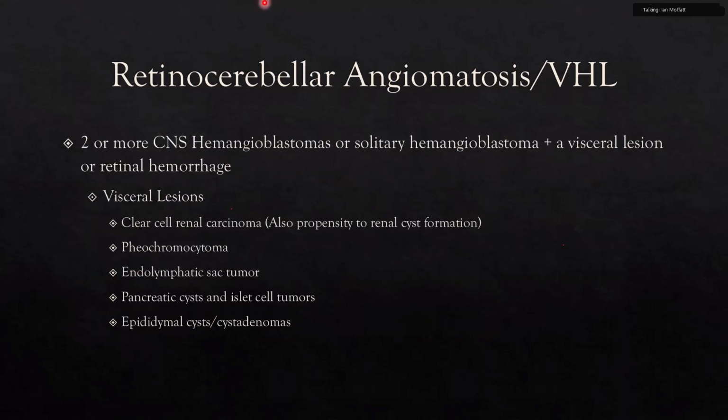So the diagnostic criteria, you need 2 or more CNS hemangioblastomas or a solitary hemangioblastoma plus a visceral lesion or retinal hemorrhage. Visceral lesions are clear cell renal carcinoma, pheochromocytomas, endolymphatic sac tumors, pancreatic cysts or islet cell tumors, and epididymal cysts or cystadenomas.